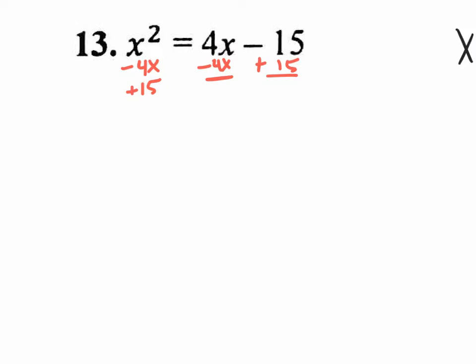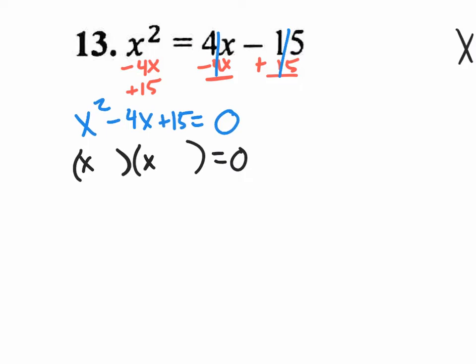All I'm doing is moving everything over to the other side. That way it becomes 0 on this side. And over here you just rewrite it. X squared minus 4x plus 15 equals 0. So immediately I would try to do this.